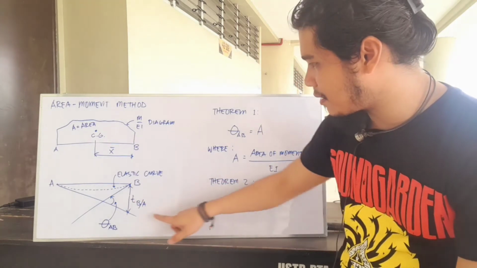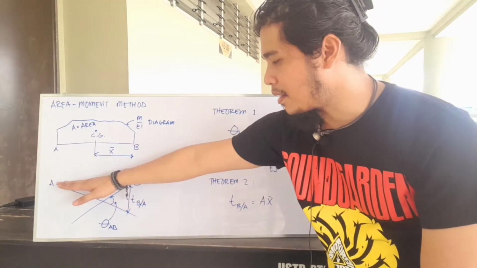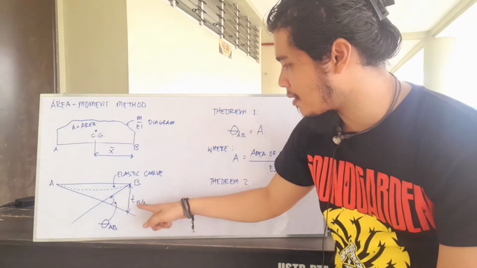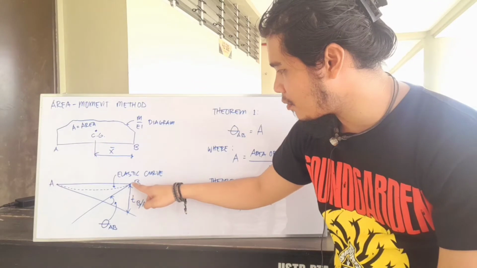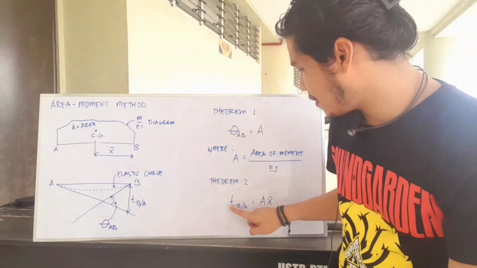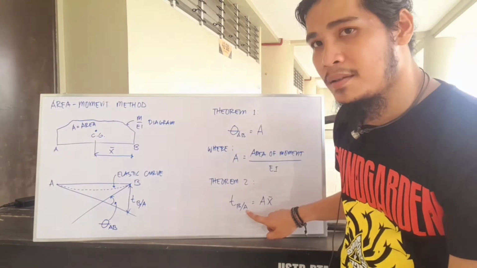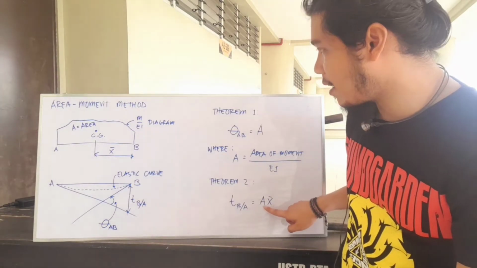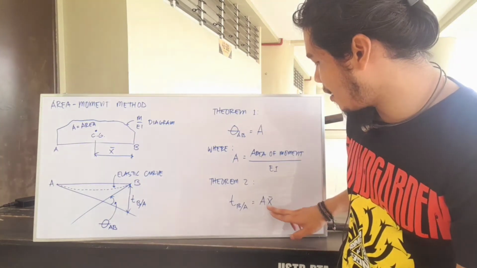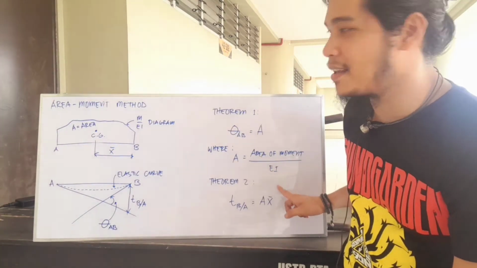distance, itong theorem 2 natin is the perpendicular distance, perpendicular from the direction ng beam. So, for example, kung horizontal yung beam, ito yung distance na perpendicular, which is vertical, from point B to your tangent A. So, ito yung T, B, A. So, parang T is the distance from point B to tangent A, which is equal to your area of the moment diagram times X bar. Okay? So, yung area of moment diagram mo ay area of moment diagram over EI. So, may EI na yan.